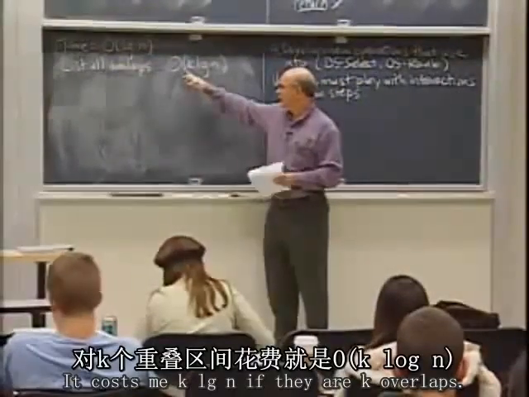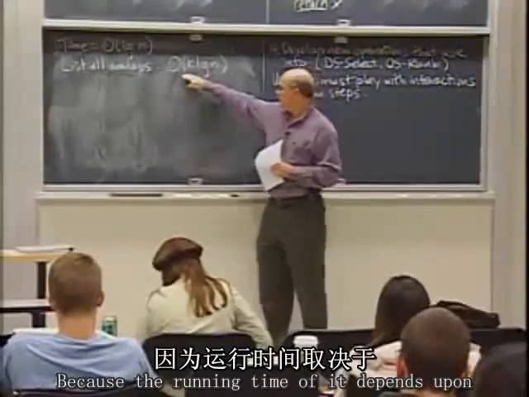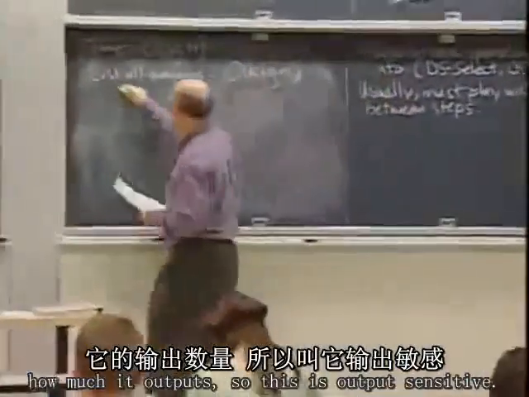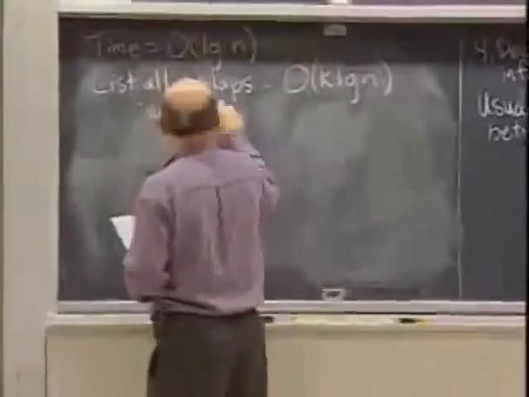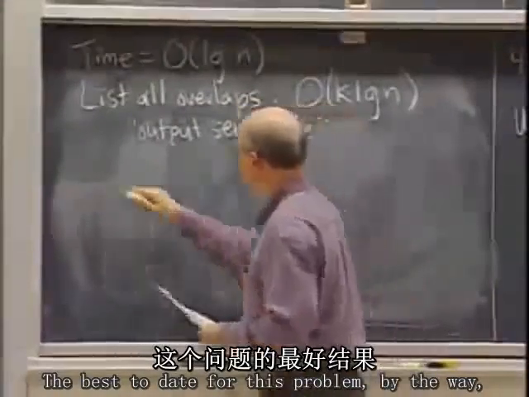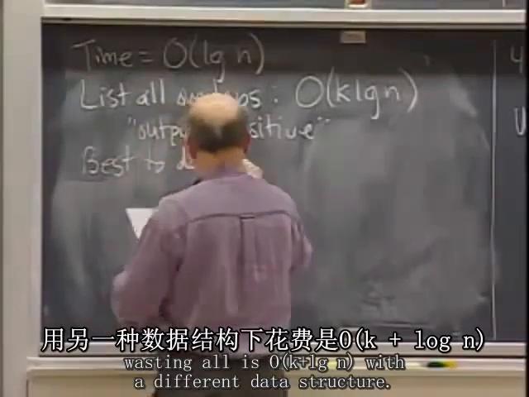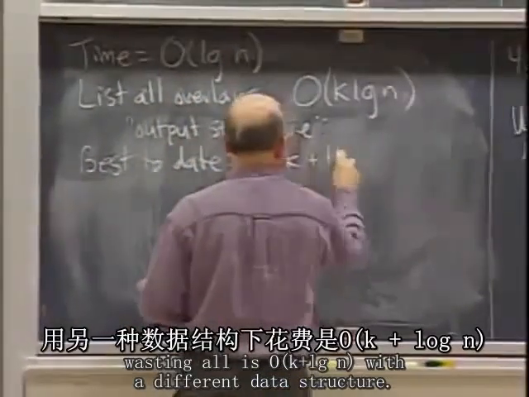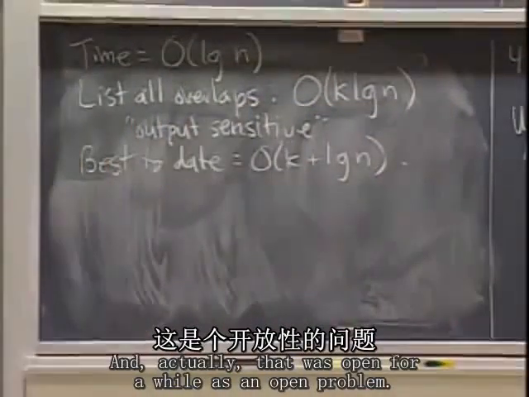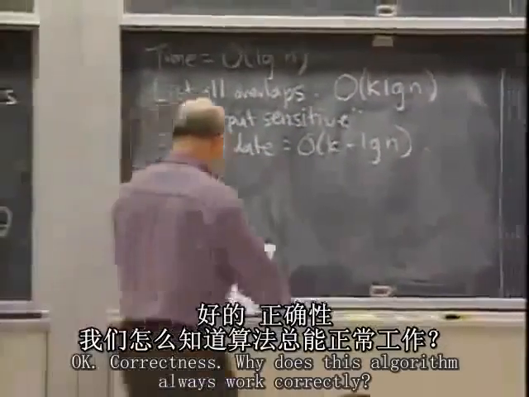Okay, it costs me k log n if there are k overlaps. That's actually called an output sensitive algorithm because the running time of it depends upon how much it outputs. So this is output sensitive. The best to date for this problem, by the way, of listing all of them, is order k plus log n with a different data structure. And actually that was open for a while as an open problem.